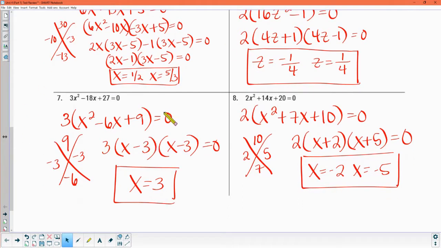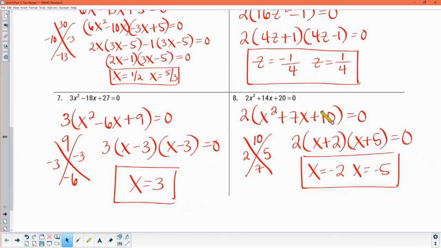For number 7, I do have a GCF of 3, so I pulled that out first, leaving me with x squared minus 6x plus 9. My two factors end up being -3 and -3. Now, because these two factors are the same, this is something that we call a double root. So what the answer is, we're only going to get one. We're going to get x equals 3. You could write it twice, but you do not have to.